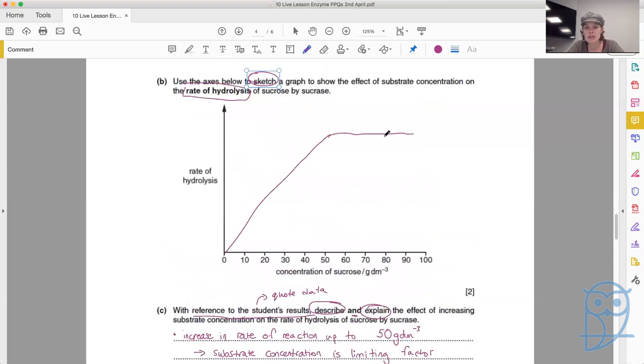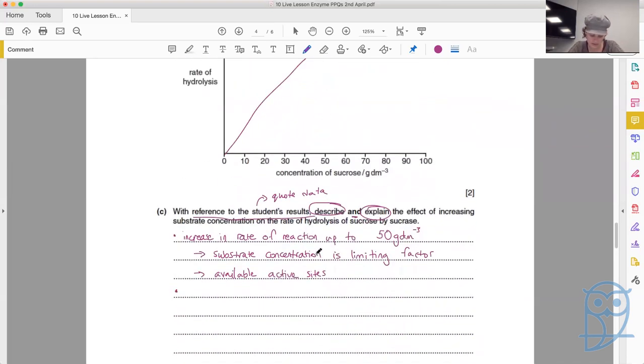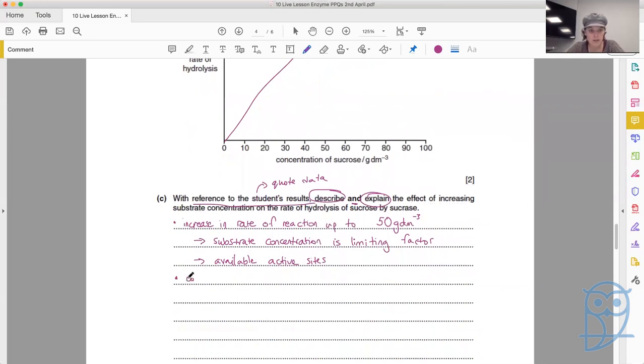So our next description is our constant rate of hydrolysis, from 50 to 100, oh, not 110, 100 grams per dm cubed. Okay, so first point in this question is that Vmax is reached. Maximum velocity, and we're quite happy to use this Vmax terminology.